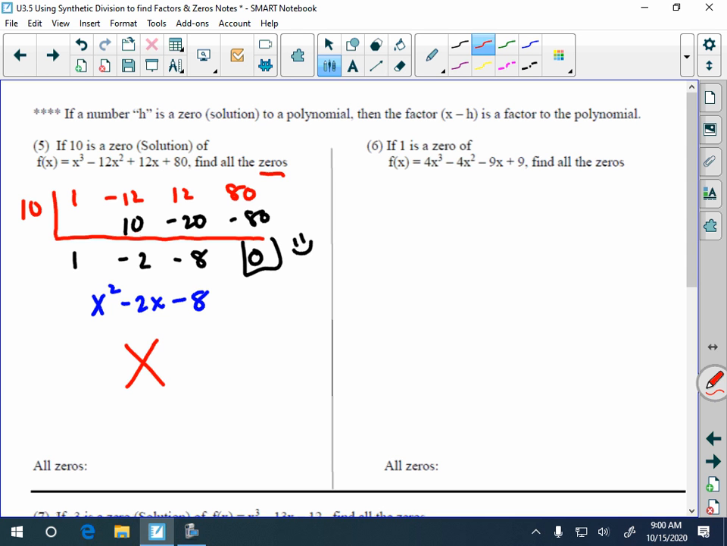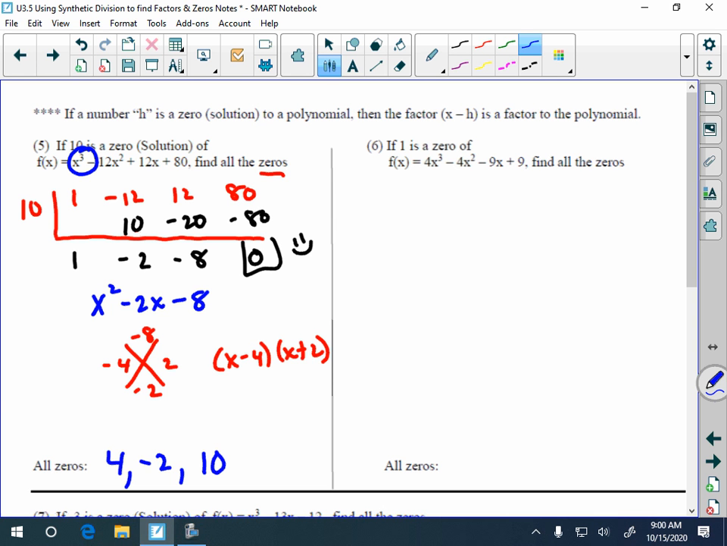All right, now we can factor it. Negative 8 on top, negative 2 on the bottom. So the factors are x minus 4, x plus 2. So now if we set those equal to 0 and solve it, the zeros are going to be positive 4, negative 2, and then the one they gave us, positive 10. All right, so remember, this is a degree 3 polynomial, and there's going to be 3 solutions that we're looking for. They just happen to give us one of them.